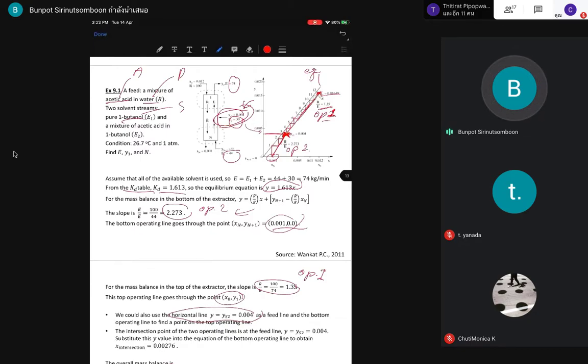So in this example, you are better off with the McCabe-Thiele graphical technique. You cannot use the Kremser equation, because the Kremser equation only works when you don't have a feed in the middle, when you only have outlets and inlets at the top and the bottom. So you only use the McCabe-Thiele method here. Keep that in mind.